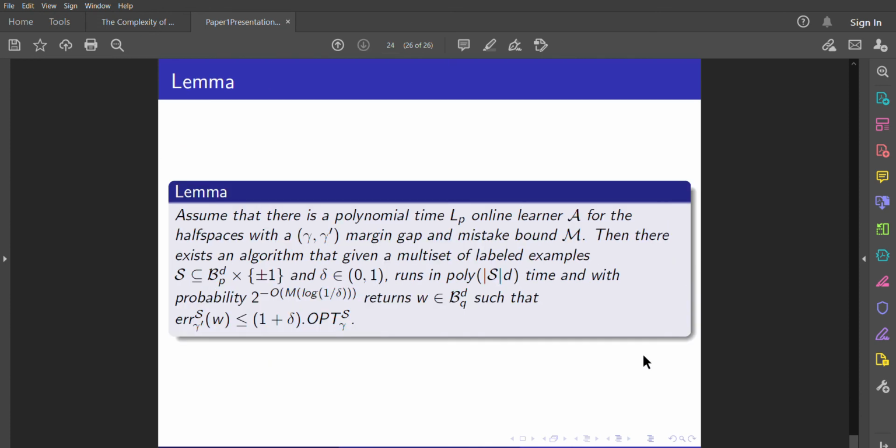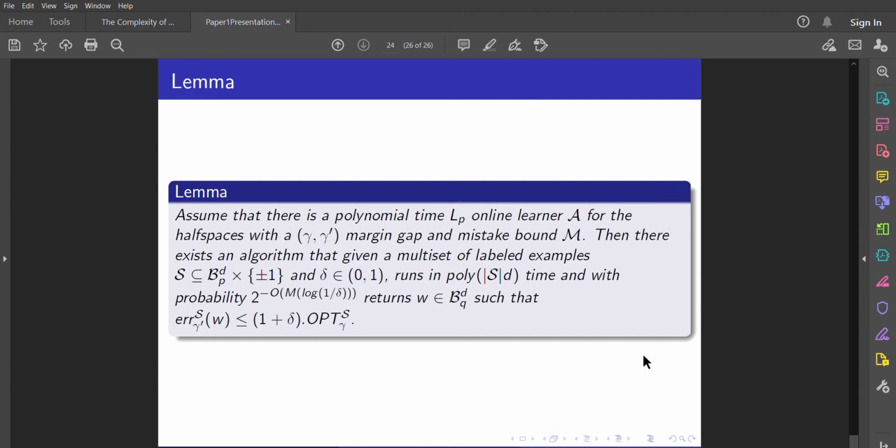So the lemma here says that given an online learner A with a gamma gamma dash margin gap and mistake bound M, in a given round it randomly picks a sample that is not correctly classified by WT with a gamma dash margin gap, and we allow A to classify this sample to get a new half space WT plus 1. The best half space is delivered as the output.